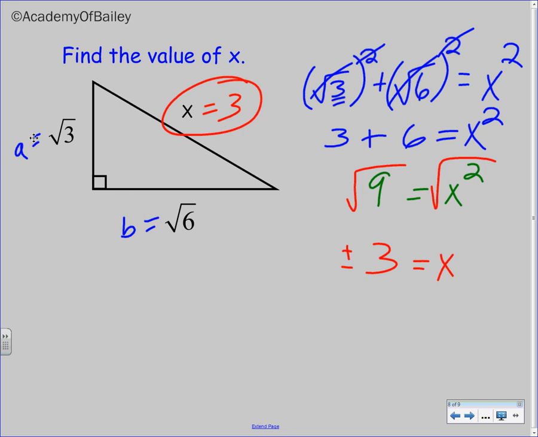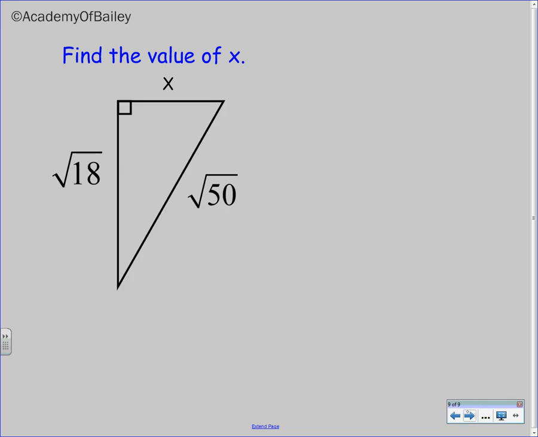Positive 3, that is. The negative 3 would work when you plugged it in there, but when you talk about a situation that involves positive values, then you're good to go. You have to only have positive 3 there. This next situation, I want you to try on your own. Pause the video, and when you're finished, hit play and check your solution with mine.